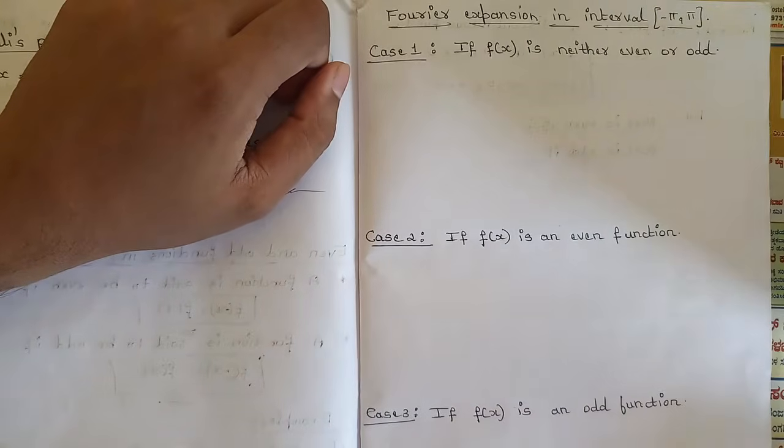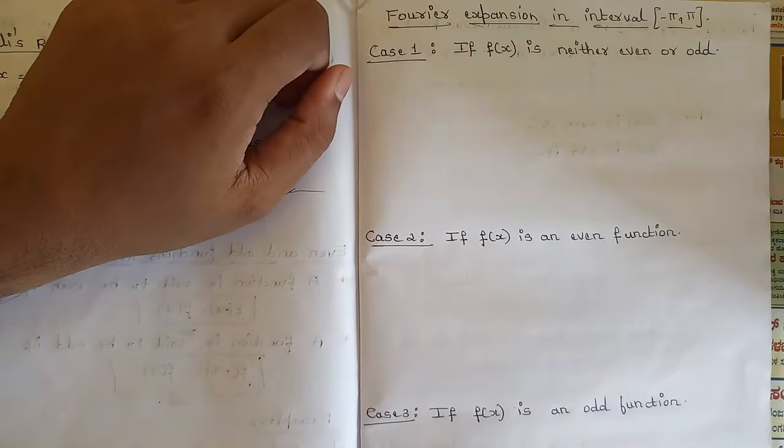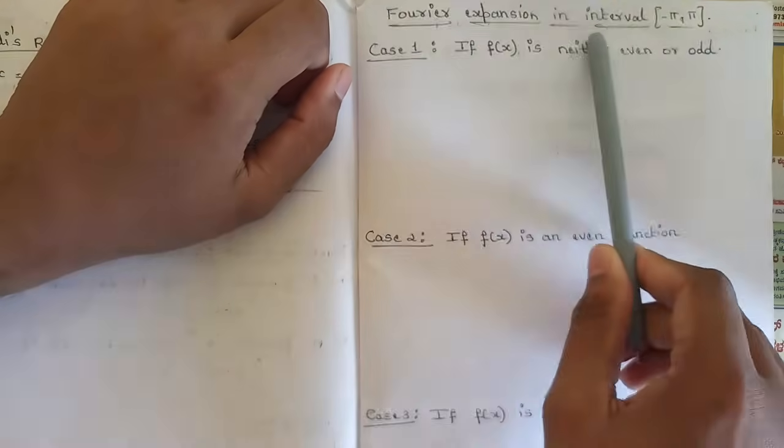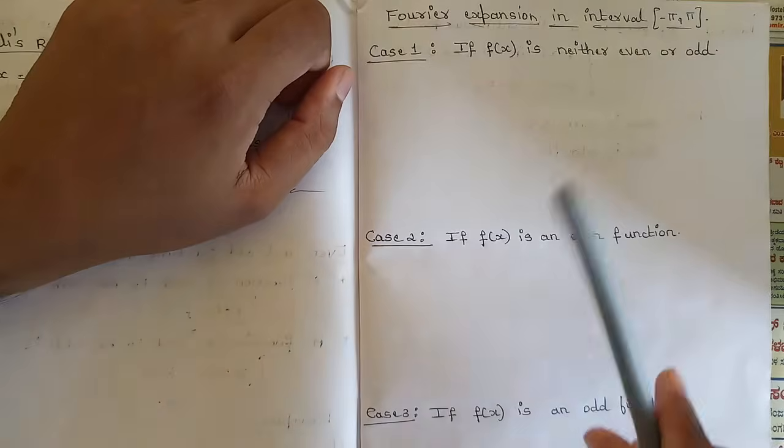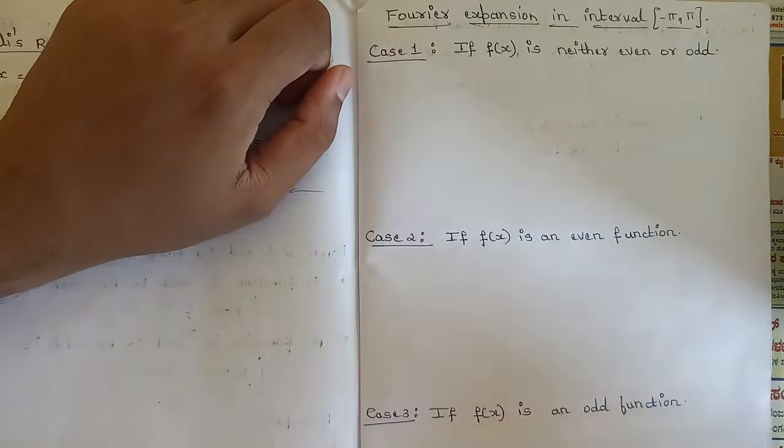So now the concept starts. Now we'll get to know about the different intervals. The first interval is Fourier expansion in the interval minus pi to pi. Basically there are three cases. The first case is f of x is neither even nor odd, meaning it is not an even function nor an odd function. In that case, there are three formulas for the Fourier coefficients, that is a0, an and bn.